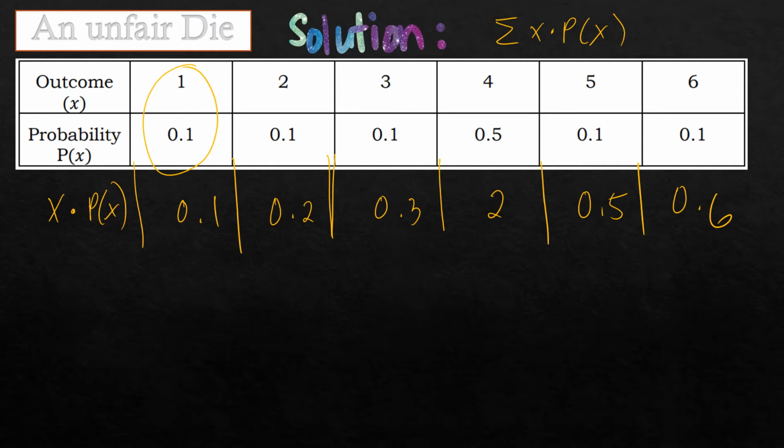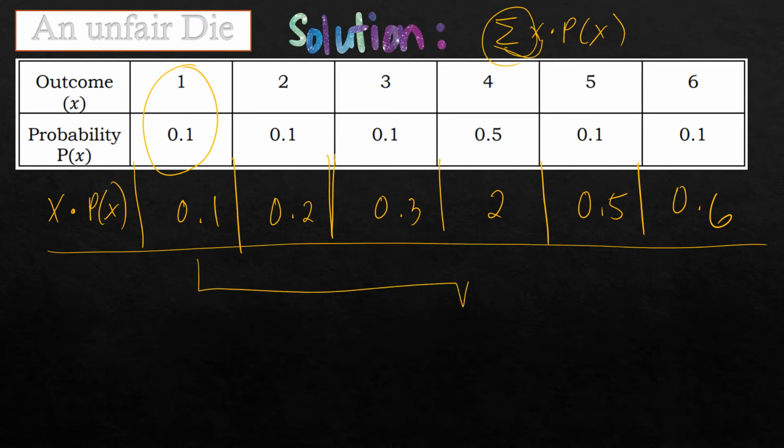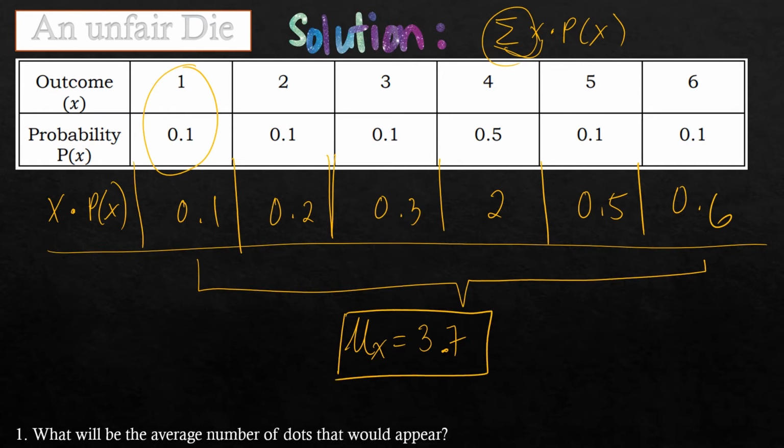And since the formula tells that this is a summation, we are going to add all of this. Adding that would result to 3.7. It is not a whole number, so let us go back to 3.7. That is mu or mu of x. That is your mean. Hence, the average number of dots that would appear is 3.7. And what does it tell us?